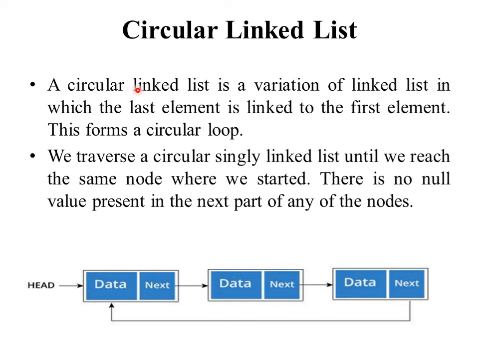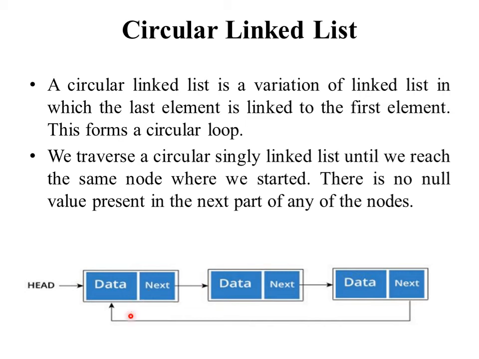Circular linked list. A circular linked list is a variation of linked list in which the last element is linked to the first element. This forms a circular loop. We traverse the circular singly linked list until we reach the same node where we started. There is no null value present in the next part of any of the nodes. See here in this figure there are 3 nodes. So here the last node is connected to the first node.